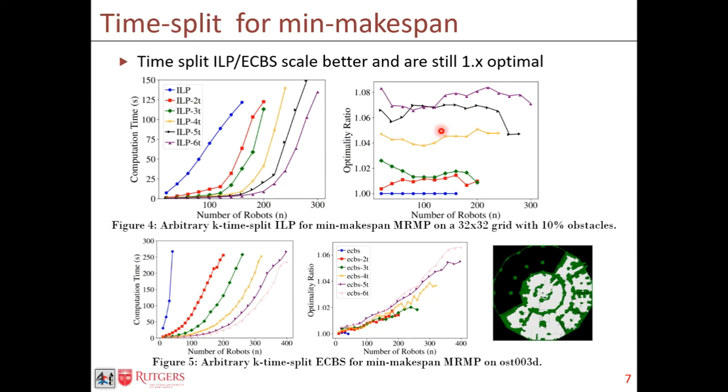Optimality ratio is used to evaluate the solution optimality. It equals the max span of the solution over the max span lower bound. Larger optimality ratio means that the solution is more suboptimal. And we also test time split ECBS on DAO maps, for example, OO3D. The scalability has greatly been improved.